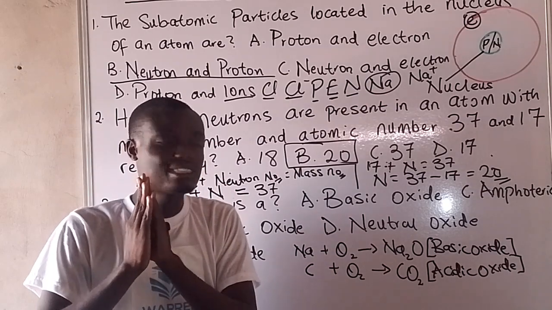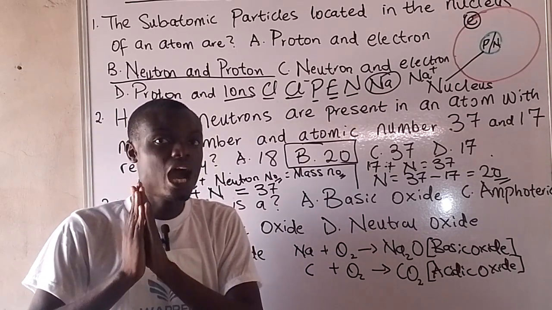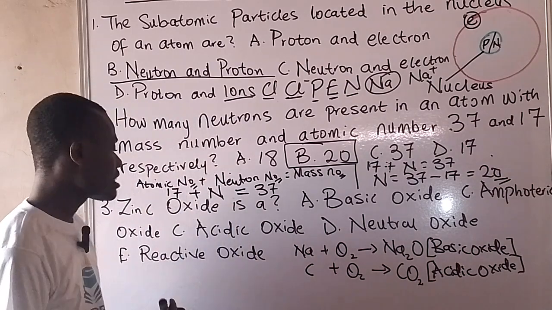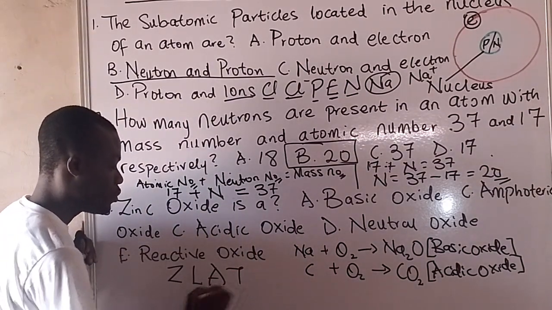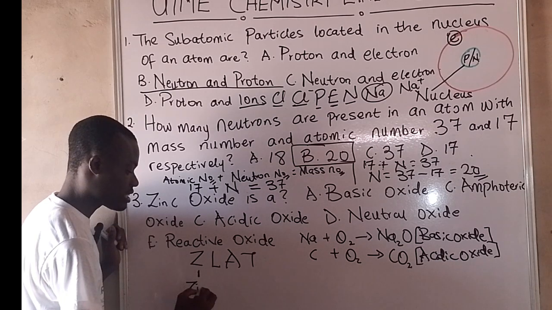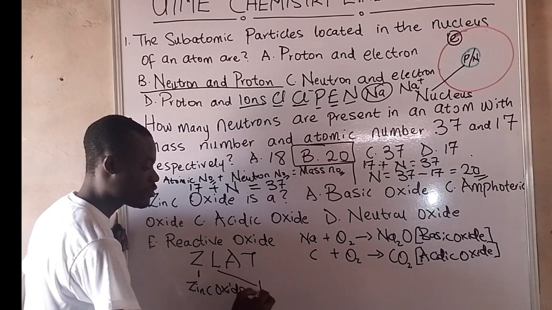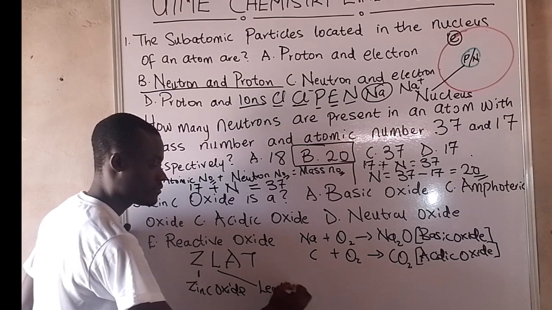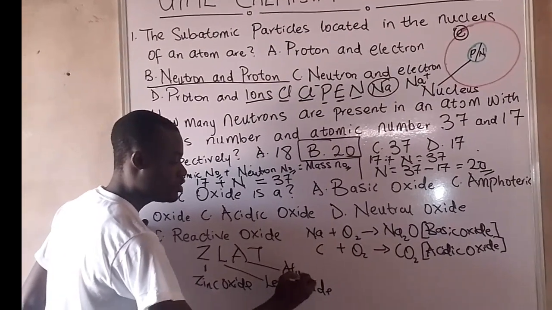And for your exam, know that we have 4 basic amphoteric oxides. And how will you easily remember? Remember with this acronym called ZILAT. Where Z stands for zinc oxide. The L stands for lead oxide. This A stands for aluminium oxide.